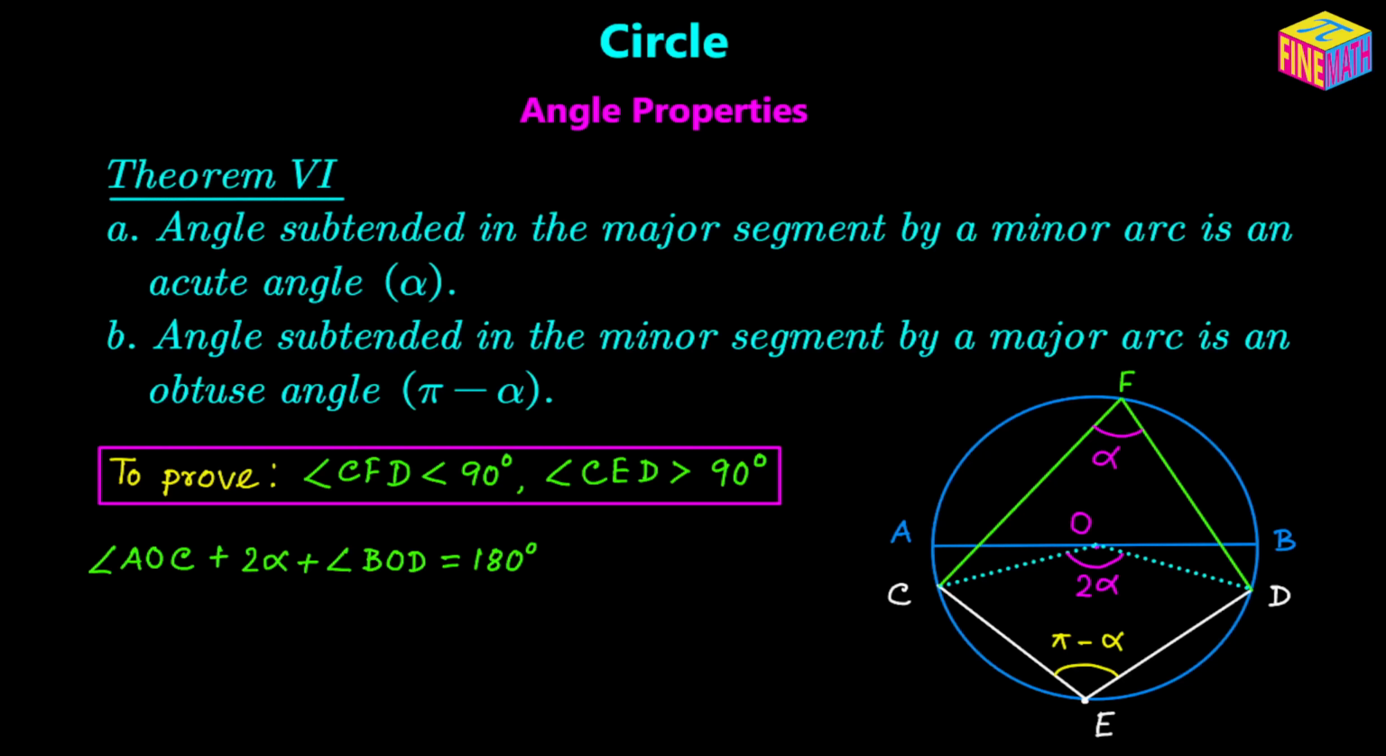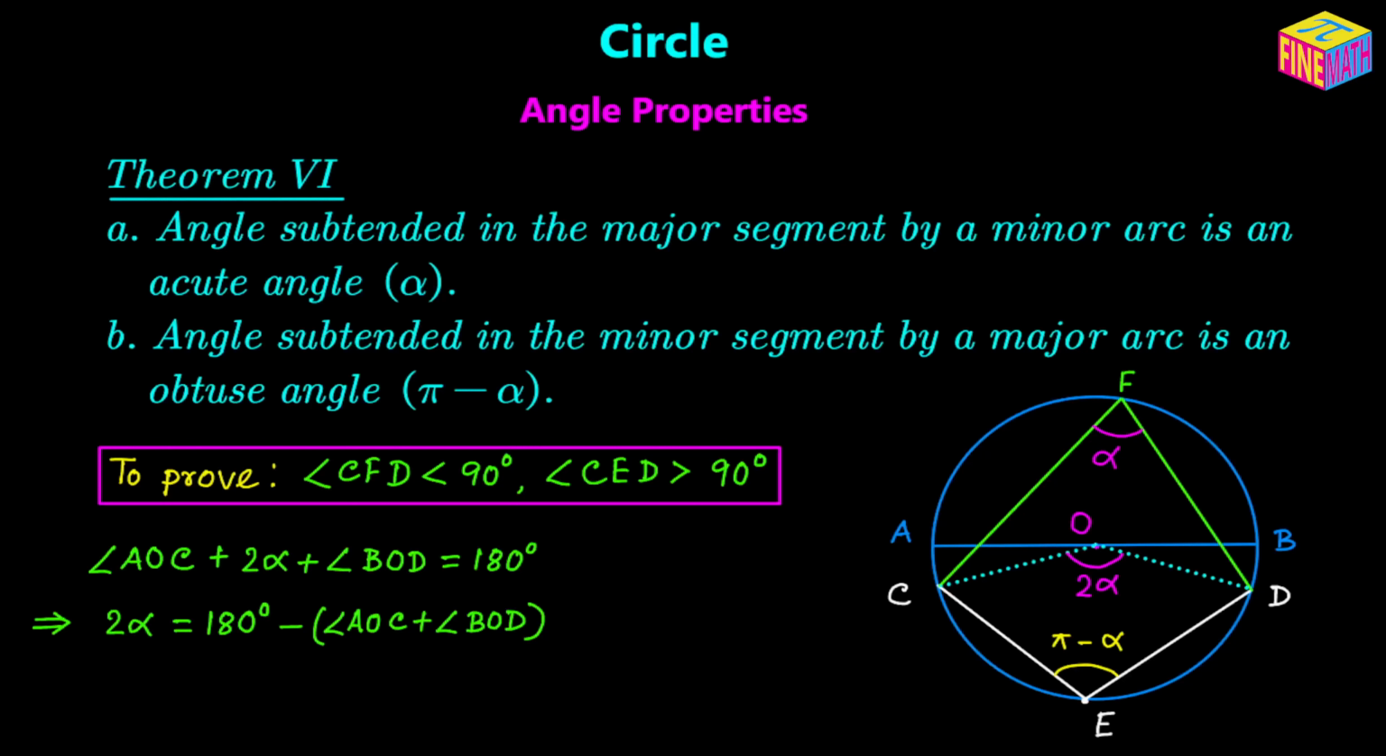Now from the diagram, you can see that the sum of the three angles, angle AOC, 2 alpha, and angle BOD, will be a straight angle, which is 180 degrees. All those three angles are below the diameter AB. So the sum of those three angles forms a straight angle, and I have denoted that as 180 degrees here. From here, can we say that 2 times alpha will be equal to 180 degrees minus the sum of angle AOC and angle BOD?